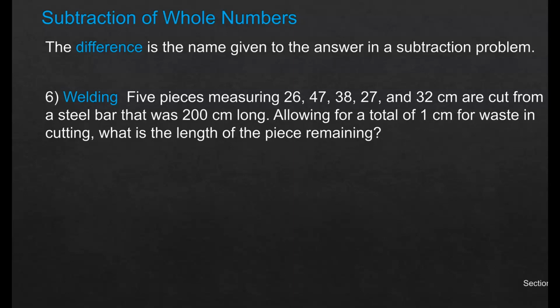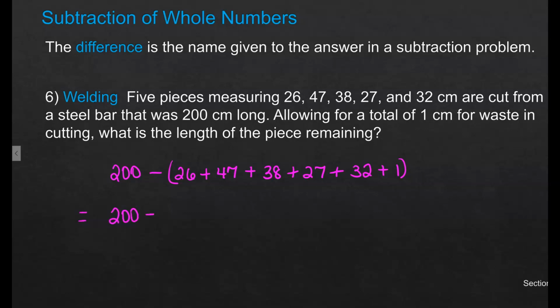Okay, so we are going to subtract from 200, and we're going to subtract a total. So I'm going to put this in parentheses. We're going to add up, and you don't have to do it this way. You could add it up first and show, hey, I added these up, and now I'm going to subtract that number from the 200. Don't forget the 1 centimeter of waste, because then you would be off by 1. So that gives me 200 minus, you're going to add up everything in the parentheses.